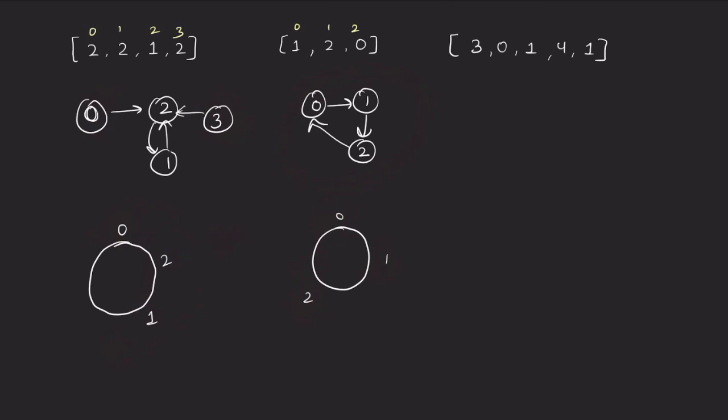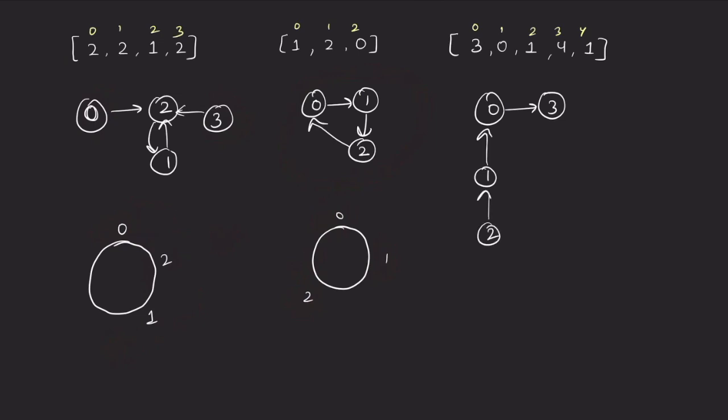Then if we look at the third example, 0, 1, 2, 3, 4, so 0 has to sit next to 3, then 1 has to sit next to 0, 2 has to sit next to 1, 3 has to sit next to 4, and 4 has to sit next to 1, right?